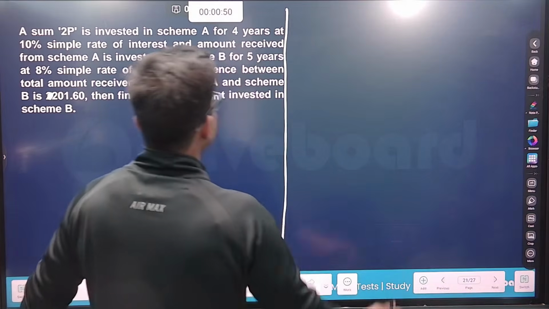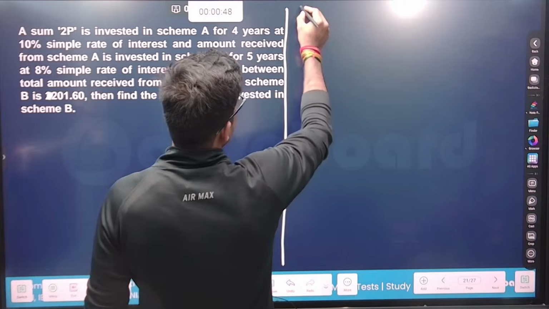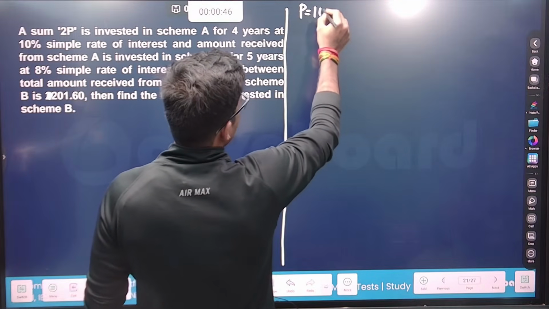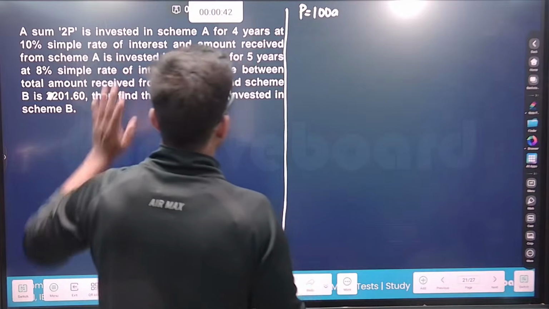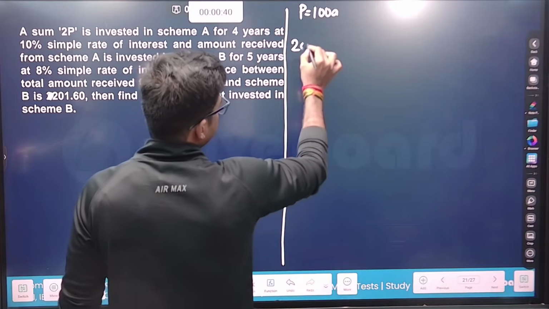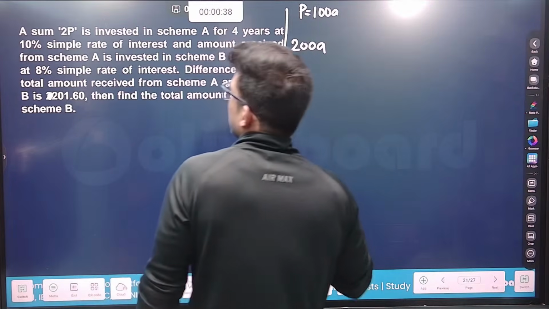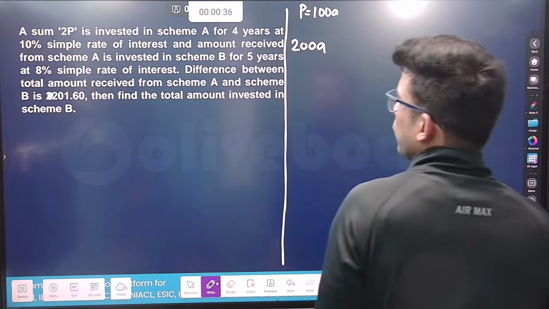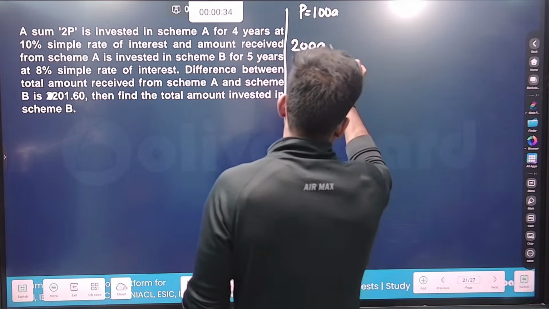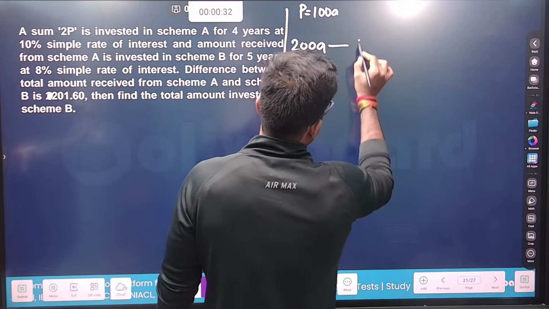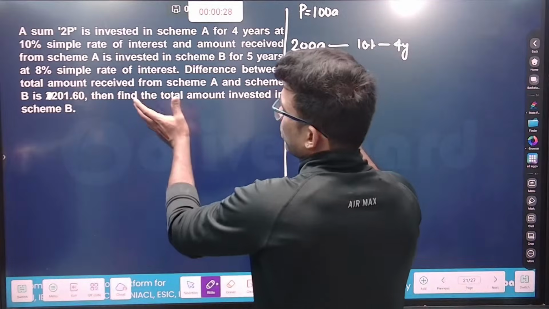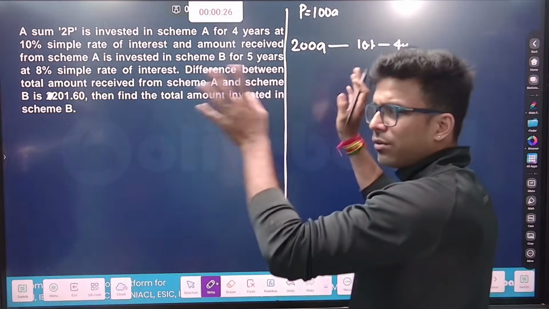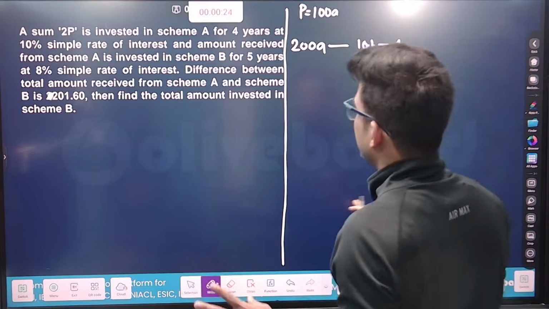A sum 2p. Let's say I take p as 100A, right? So can I say for the first condition it would be 200A? Correct? Invested in scheme A for 4 years at 10%. So 10% for 4 years, correct? Now, this is the time that you are required to write. Even if you don't want to write, this would be very easy for you.